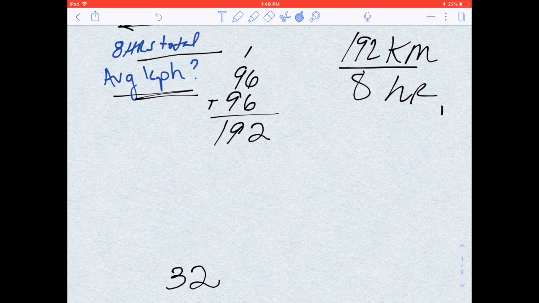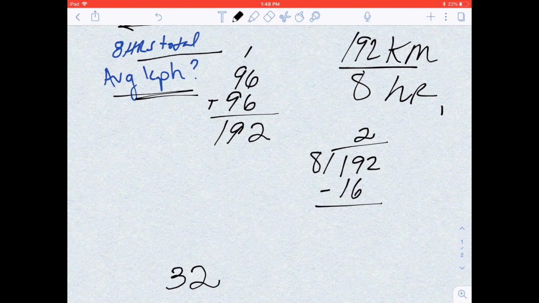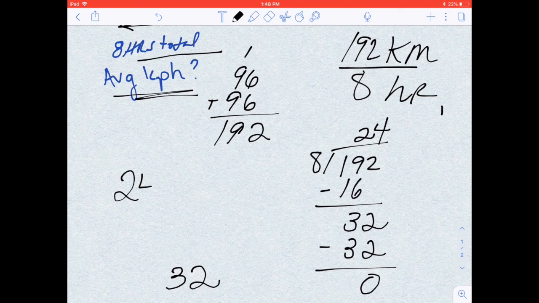192 kilometers. But I'm not finished because I need to continue dividing this. 192 divided by 8 gives me 2 right here, because it fits in 2 times 8 is 16, 32. 8 fits into 32 4 times. 8 times 4 is 32, remainder 0, so it's going to be 24 kilometers per hour.